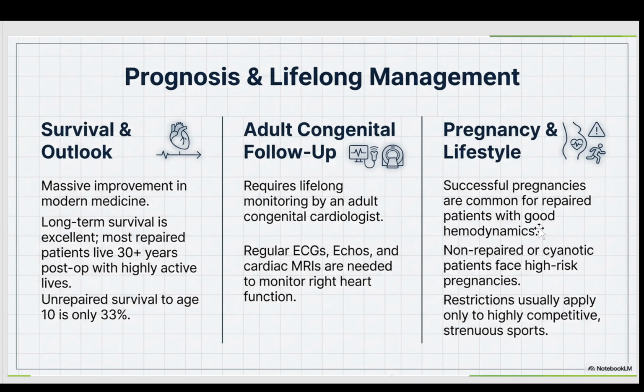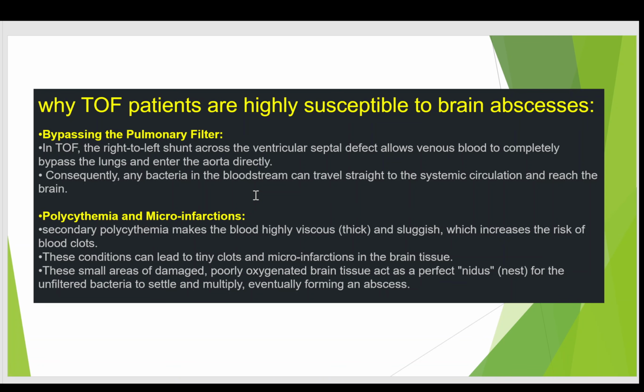TOF patients are also susceptible to brain abscesses, and this is because of two effects. One is the increased polycythemia, which causes infarcts in the brain tissue, and further on, some of the infective emboli from the venous bloodstream can be shunted from right to left, bypassing the pulmonary filter. So the microorganisms can lodge in the brain and cause abscesses. Most commonly, these abscesses are staphylococcal and fungal.